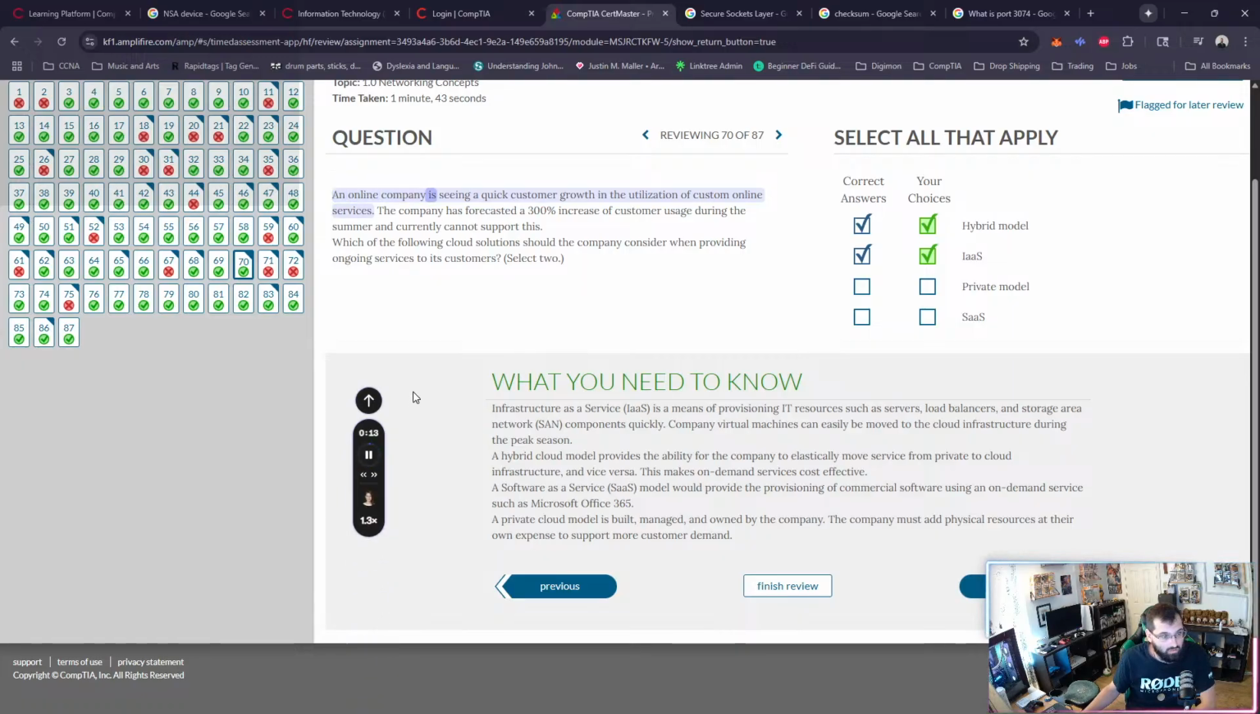An online company is seeing quick customer growth in the utilization of custom online services. The company has forecasted a 300% increase of customer usage during the summer and currently cannot support this. Which of the following cloud solutions should the company consider when providing ongoing services to its customers? Select 2. So this was tricky.